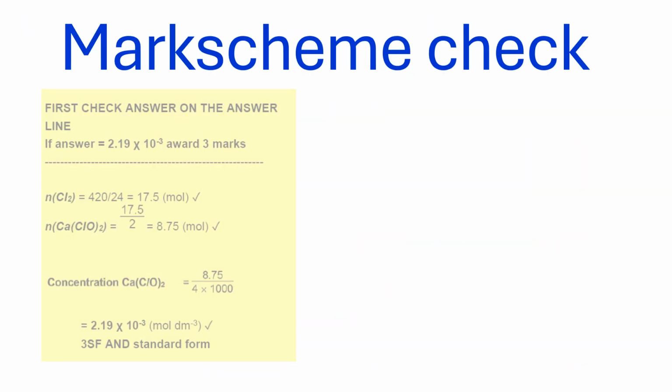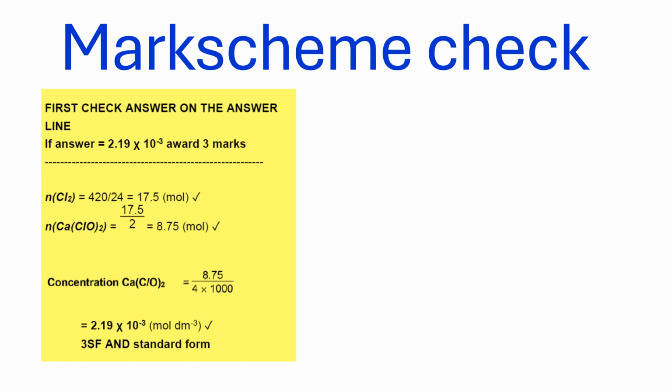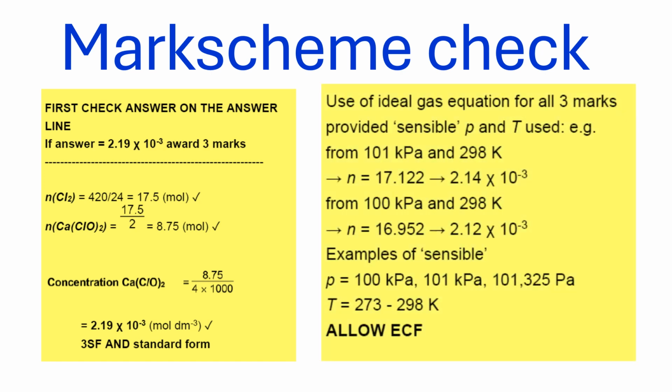So a quick mark scheme check shows that we're on the right track with that. And if you use the ideal gas equation, they let you have all 3 marks provided a sensible pressure and temperature are used, such as 100 kilopascals and 298 Kelvin as standard temperature and pressure. So it leaves you with a fairly similar answer.